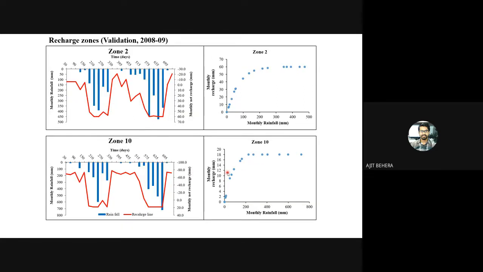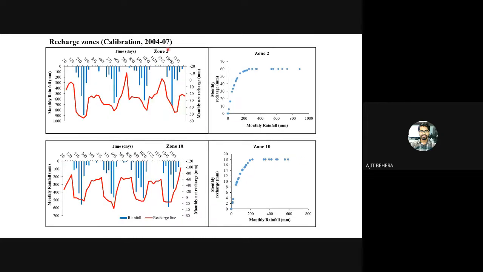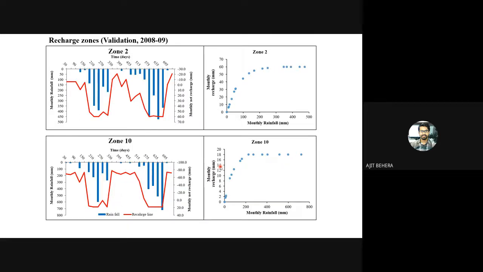So similar results we generally get during validation of these recharge zones. Almost the same, meaning here also you will find the recharge up to 18 monthly. This is the period of 2008-9, and when you go to 2004 to 7, that is also 18 monthly. Recharge generally takes place during this period. Okay, and similarly, here also we get the same result.